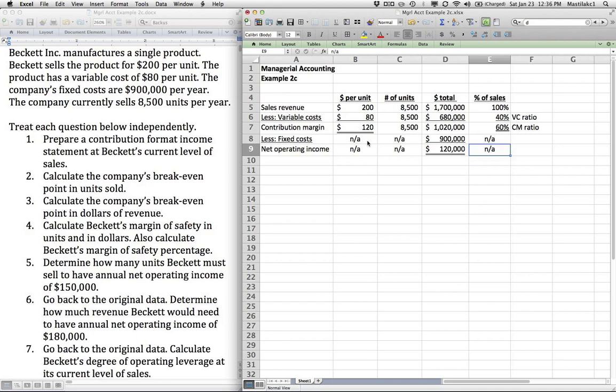But again, it's not something that we want to rely on when we're making plans for the future, because as revenue or sales volume increases, this number is going to change. So it's not something reliable where we can say no matter what volume is, income is a certain percentage of sales. So I'm going to leave all these items where per unit numbers or number of units are not appropriate as NA, so I'm not tempted to put numbers in there that will harm my attempts to do analysis. So that's requirement 1. Prepare a contribution format income statement at Beckett's current level of sales.